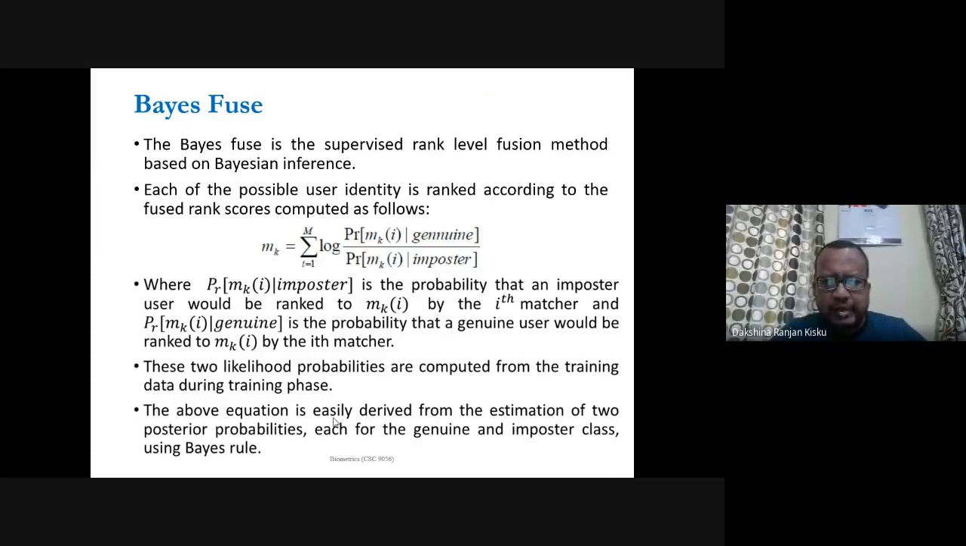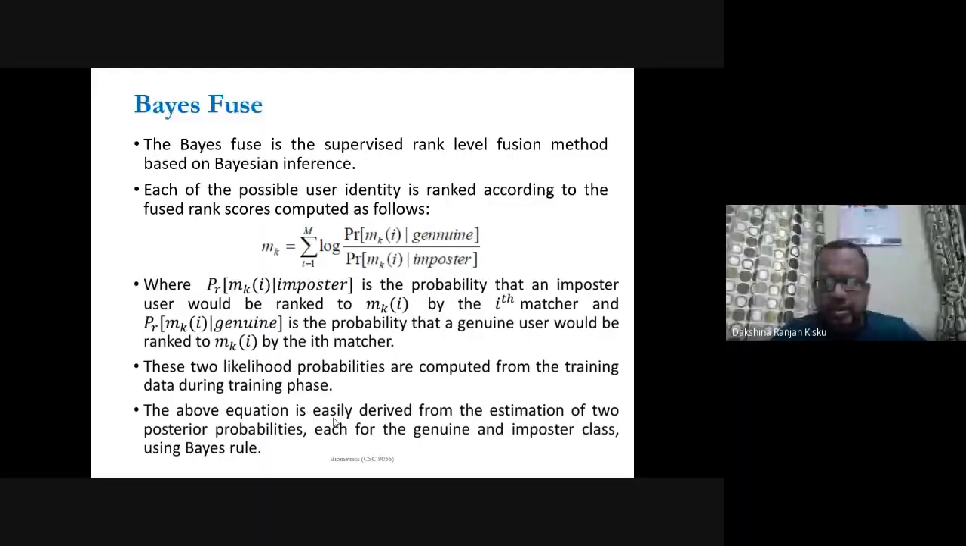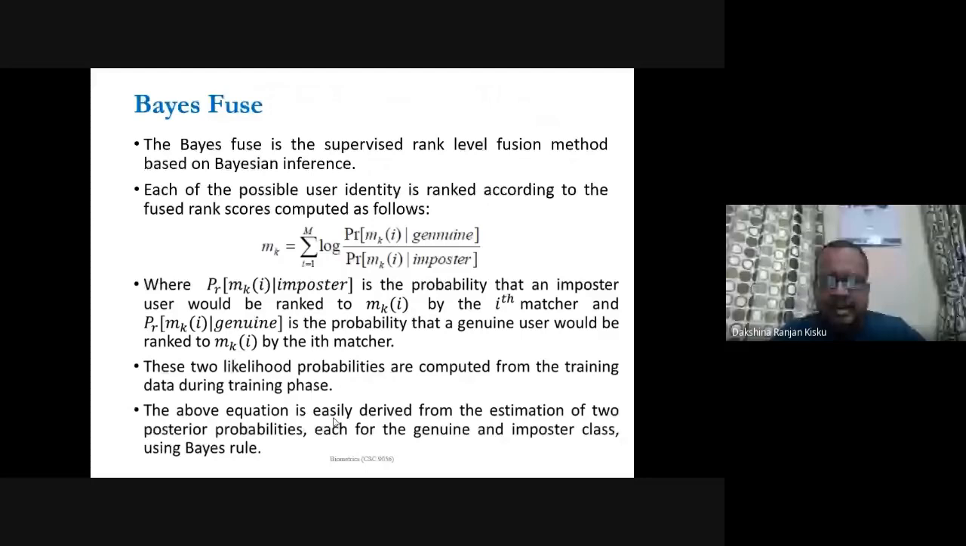Okay. So here MK will be equal to the summation over the log of the likelihood ratio. The likelihood ratio is obtained from the conditional probabilities for the genuine score and the imposter score, and then we take the log of this likelihood ratio. The log of the likelihood ratio will be taken for every matcher i. So i will vary from 1 to capital M, where capital M is the total number of matchers.